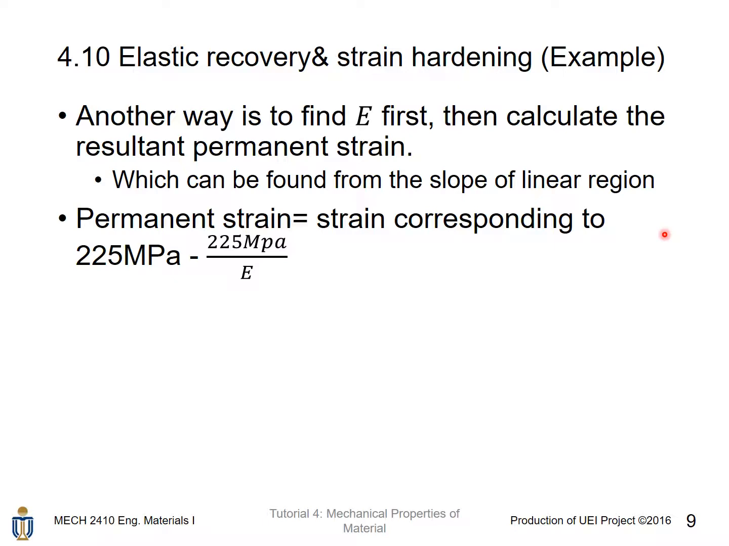Another way is to find E first. E stands for the elastic modulus, which is a constant. Then calculate the resultant permanent strain, which can be found from the slope of the linear region. The permanent strain value is equal to the strain corresponding to the 225 megapascal minus 225 megapascal over E, where the second term represents the elastic recovered strain value in the graph.